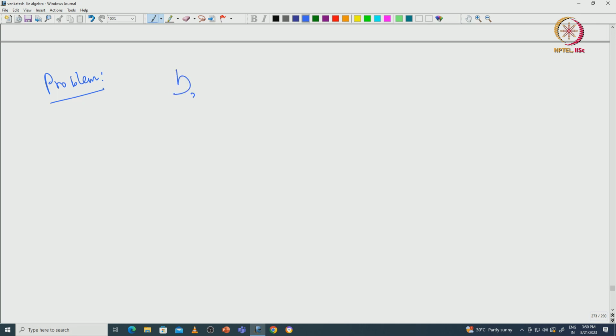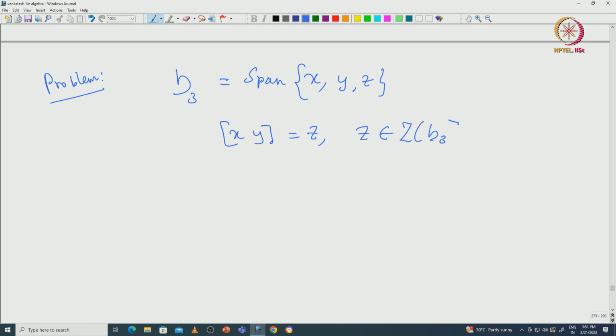Recall the Heisenberg algebra H3, which is spanned by x, y, z, where the bracket of x and y is given to be z, and z is in the center of H3. Now one can easily show that this is indeed a solvable Lie algebra. H3 is solvable. Now, using Lie's theorem, you can prove that any irreducible representation of H3 must be one dimensional.